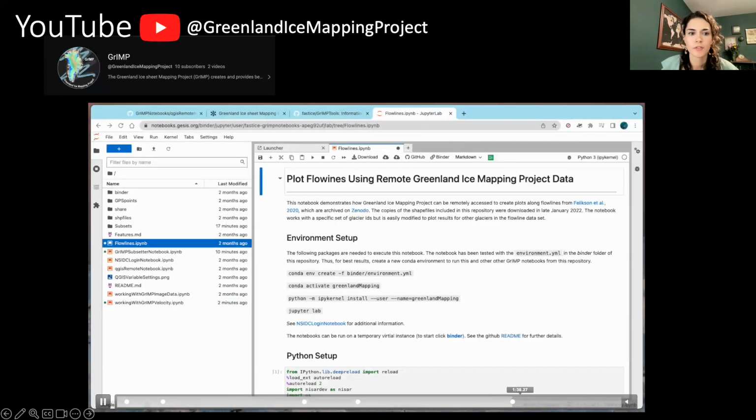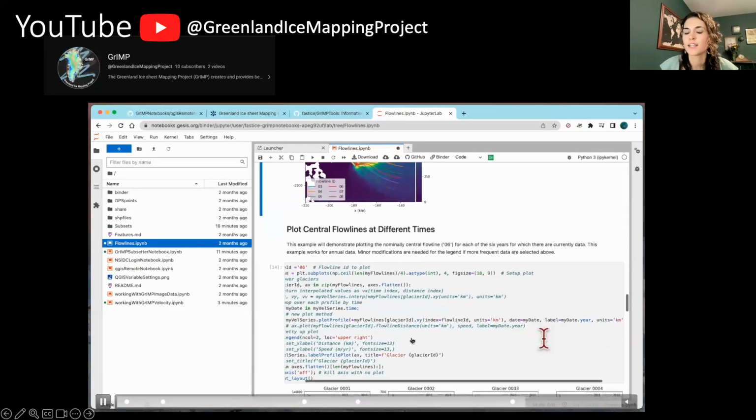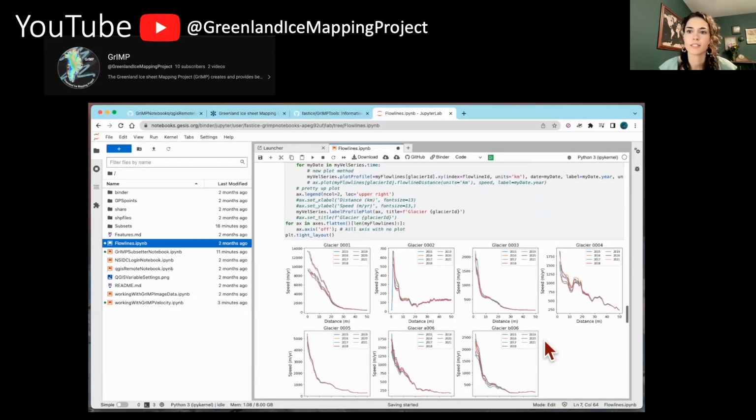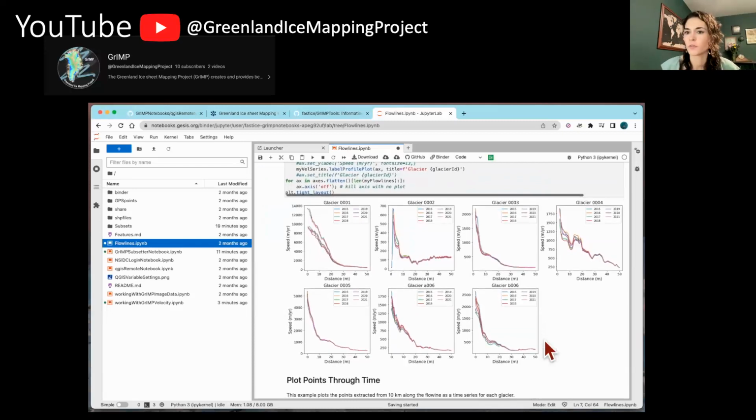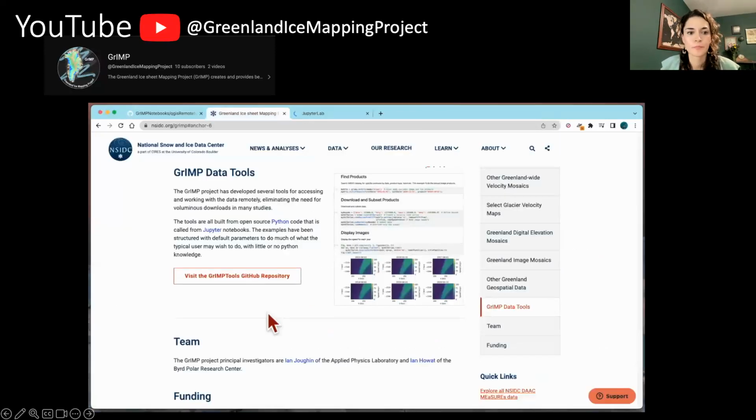Let's see, just a couple. Oh yeah, there's an example there. You can get really quick, nice velocity maps without actually having to download any local data if you don't like to. So a lot of this can be done in the cloud or in Binder.